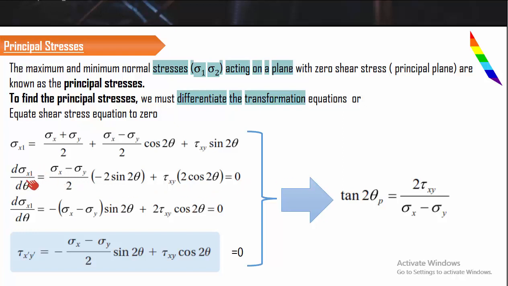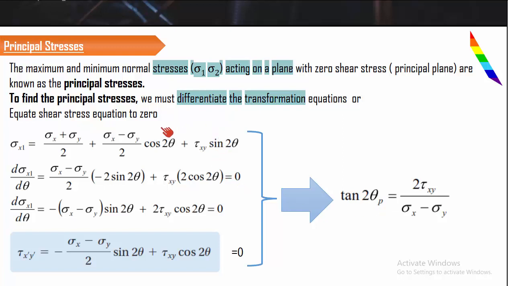When you differentiate this and equate it to 0, you end up with tan 2 theta p equal to 2 tau xy divided by sigma x minus sigma y. You take this to the right hand side and divide sin by cos, you get tan 2 theta, and the answer is 2 tau xy divided by sigma x minus sigma y. This is one way of finding the principal plane, because this particular theta is the angle at which we can locate the principal plane.